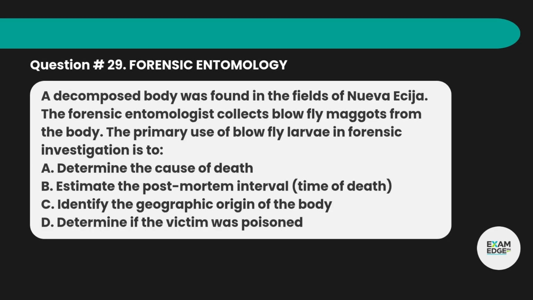Question number 29. Forensic entomology. A decomposed body was found in the fields of Nueva Ecija. The forensic entomologist collects blowfly maggots from the body. The primary use of blowfly larvae in forensic investigation is to A. Determine the cause of death. B. Estimate the postmortem interval, time of death. C. Identify the geographic origin of the body. D. Determine if the victim was poisoned. Correct answer. B. Estimate the postmortem interval, time of death.